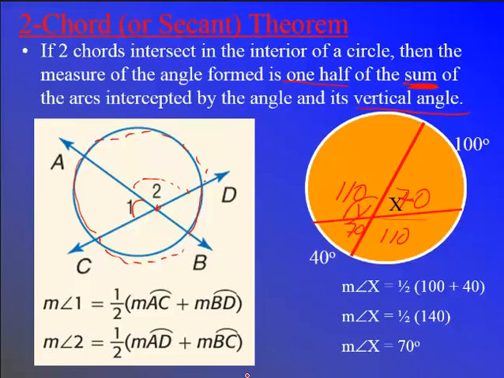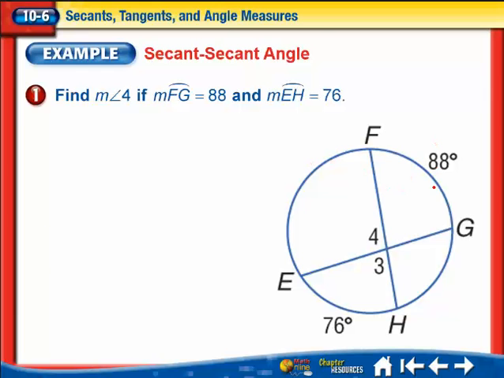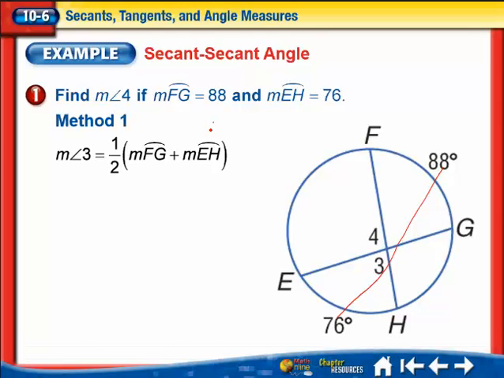Okay, let's do one here, just like the one we just did. So I'm going to add the 2 arcs. Remember, they have to be across from each other. So I'm going to add the 2 arcs, FG here and EH, and then I'm going to divide by 2. So 88 plus 76. You can use a calculator or you can use your head.